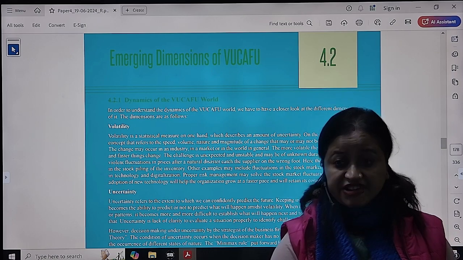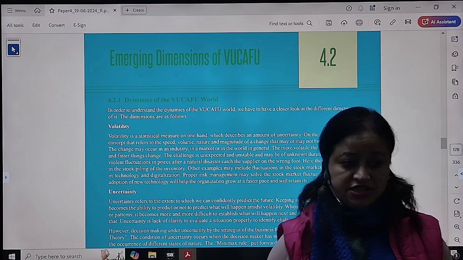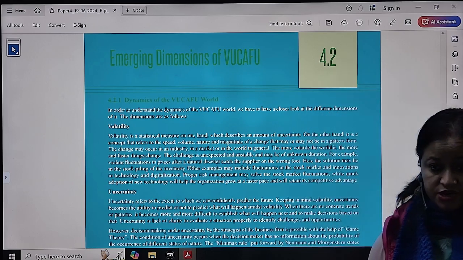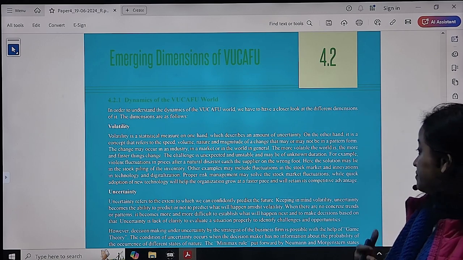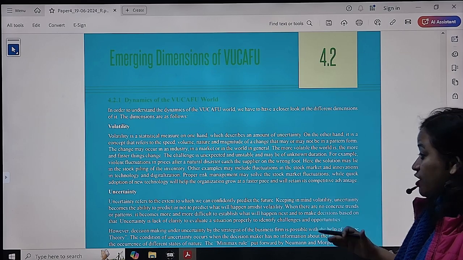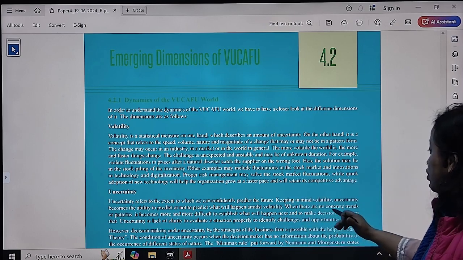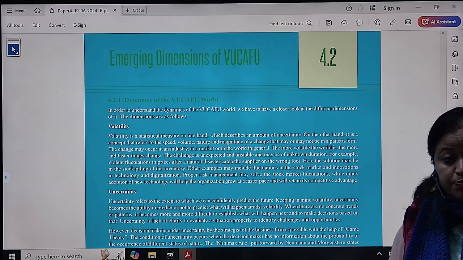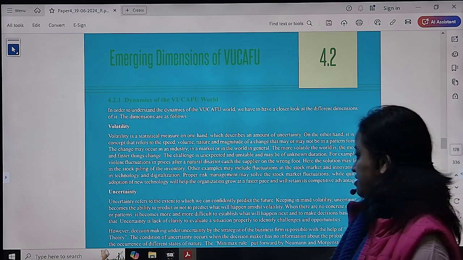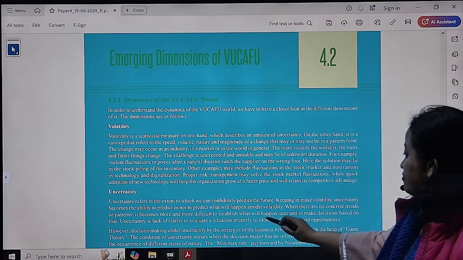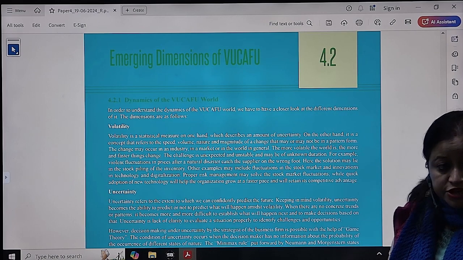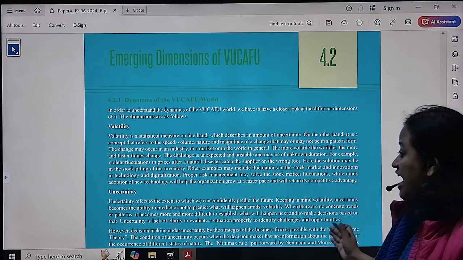But if you do not have any information, if you do not have any knowledge, it will be difficult for the business organization to predict the future. So that is what uncertainty is all about. Uncertainty comes from volatility and from having no knowledge about the future. When there are no concrete trends, when you do not have any trend or pattern, then your uncertainty will come into the picture. So it becomes more and more difficult to establish what will happen next and what decision to take. If you do not have any information, how will you take a decision? So that is what uncertainty is all about.